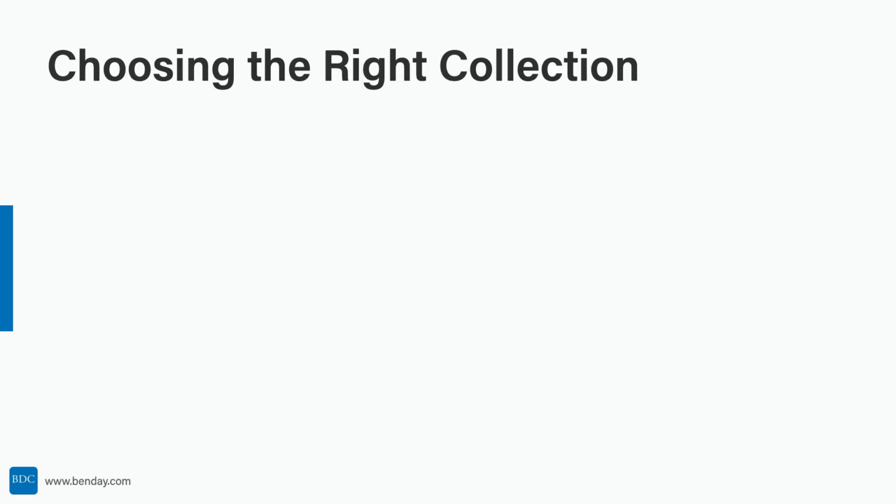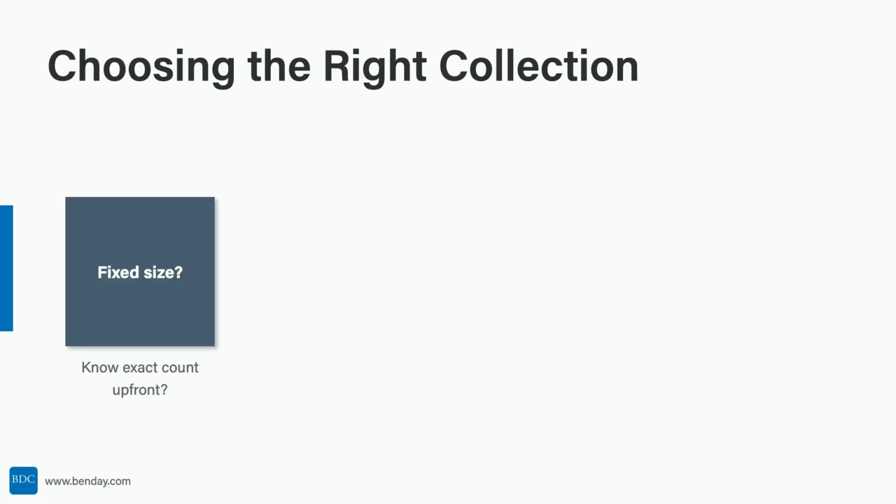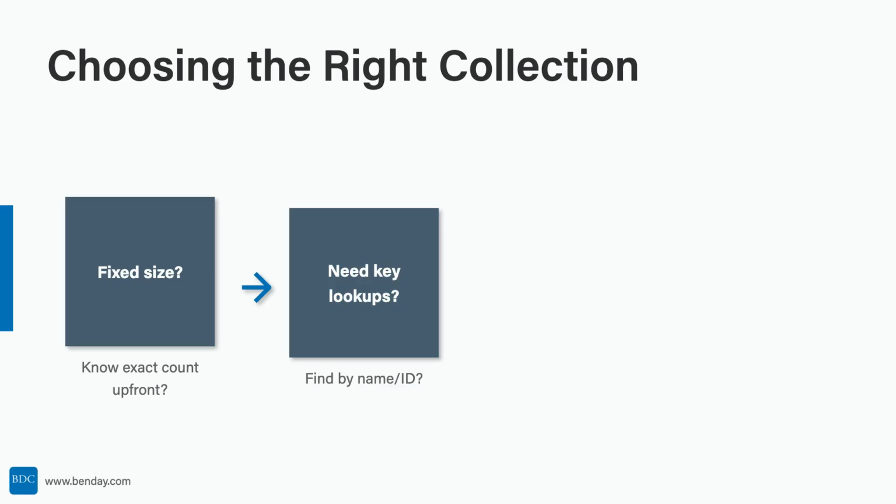Start at the top and work your way down. First question: do you know exactly how many items you'll have, and will that never change? Like days of the week or months in a year. That's array territory. You need to look things up by something other than position, like finding a user by email or a product by SKU.